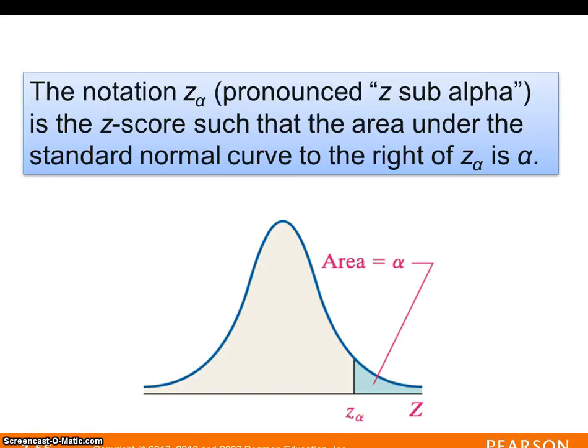One other thing here that can be kind of confusing is a notation called z sub alpha, where alpha is basically the area to the right of the curve. Remember, normally table 5 gives you the area to the left. But for the z alpha score, you're looking at the area to the right of your alpha score. So you might have to take 1 minus that value, which can be a little bit confusing.